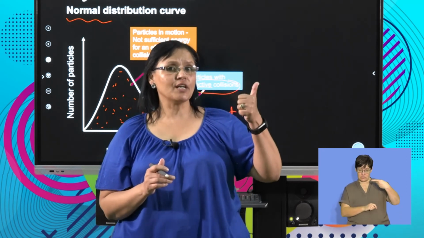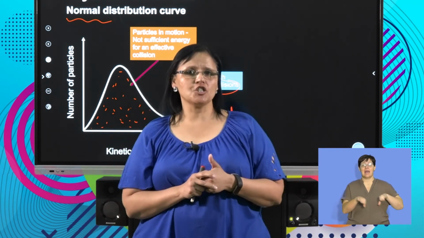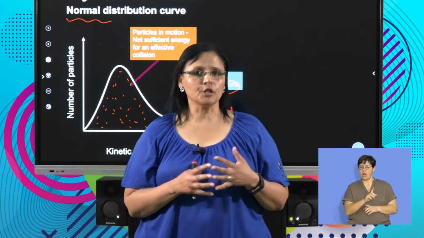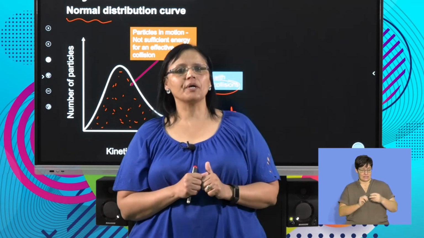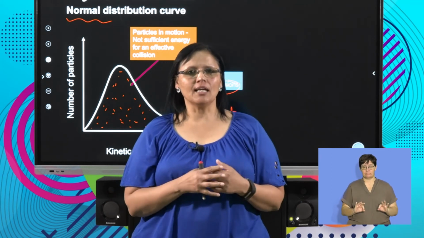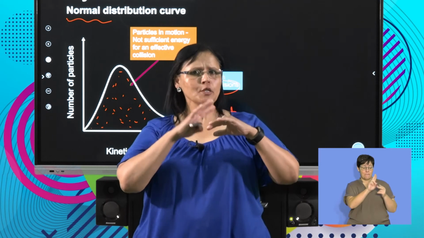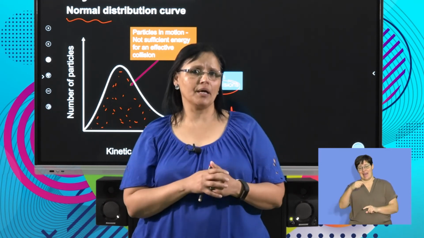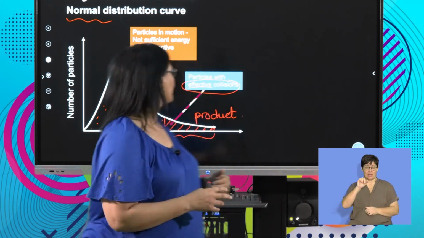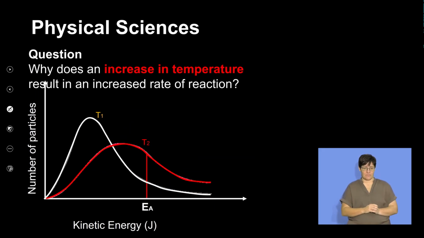Firstly, an activation energy that's smaller than or equal to my kinetic energy. And secondly, there must be a correct orientation, meaning the electron pairs should overlap their orbitals with the correct other unpaired electrons. When we go back to the question of an increase in temperature, let's say this is my normal curve at a particular temperature.